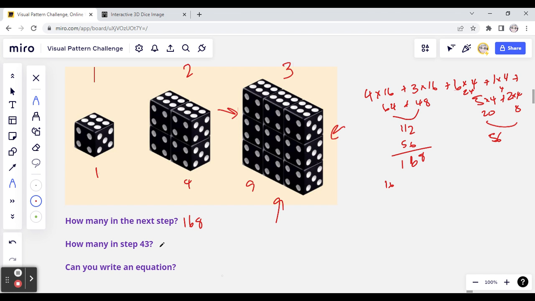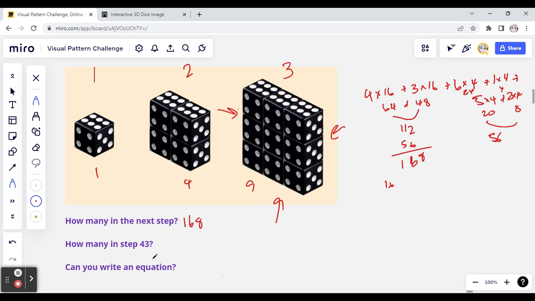All right, what about step 43? That seems like it's going to be a pretty crazy big number. And what about an equation? I mean, we could do this same thing right here. We could take 43 squared, which we've by now memorized as 1,849, and just sub that in for the step number squared here, and then sub in 43 for the step number, and do all that multiplication and addition again. But I think I want to make this equation first.